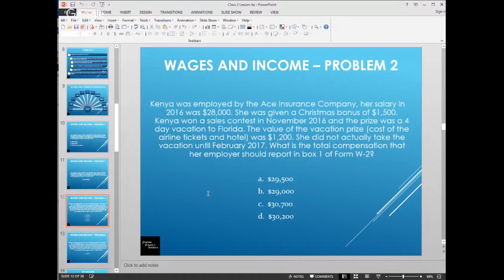Kenya was employed by the ACE Insurance Company. Her salary in 2016 was $28,000. She was also given a Christmas bonus of $1,500, and she won a special contest in November. The prize was a 4-day vacation to Florida. The value of the vacation prize, the cost of the airline ticket and hotel, was $1,200, but she didn't actually take the vacation until February.